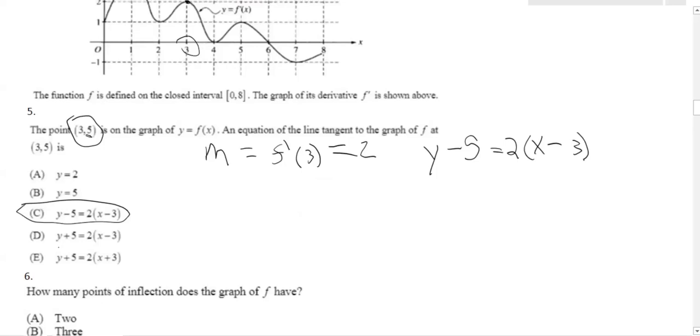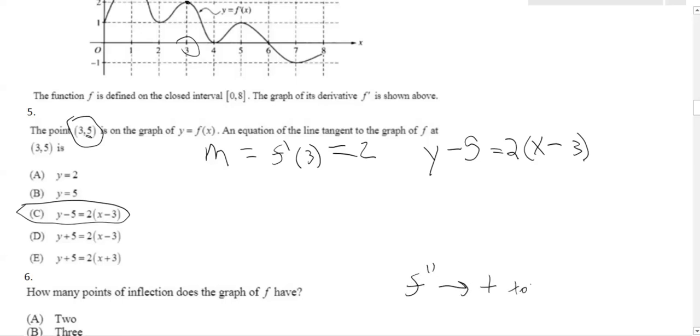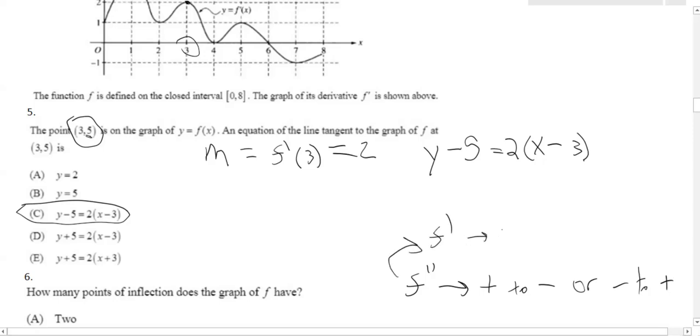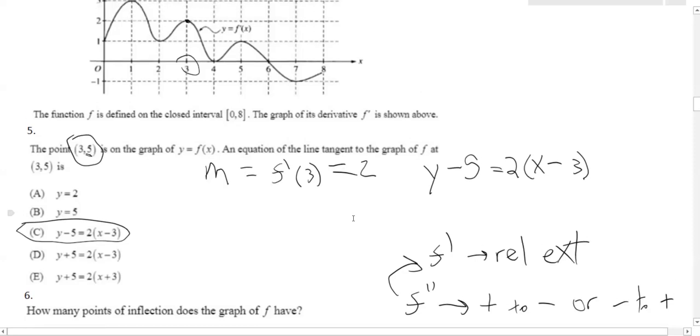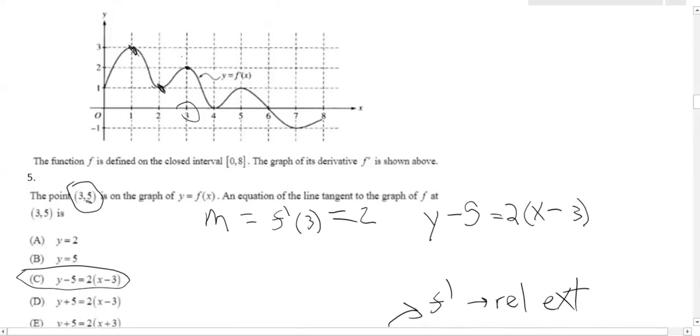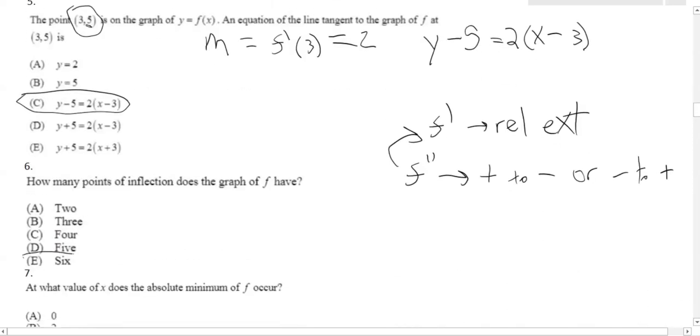Now, number 6, how many points of inflection does f have? So points of inflection occur when the second derivative goes from plus to minus or minus to plus. Okay, but on the first derivative, it would turn out to be relative extrema. Because think about it, the second derivative is the slope of the first derivative, and if the second derivative is changing sign, then the first derivative's slope is going to be changing sign. So if we look here, we have 1, 2, 3, 4, 5, 6 relative extrema, and that's choice E.